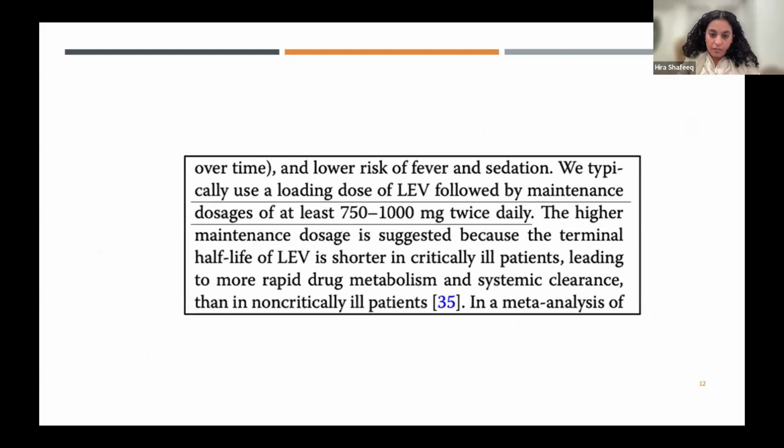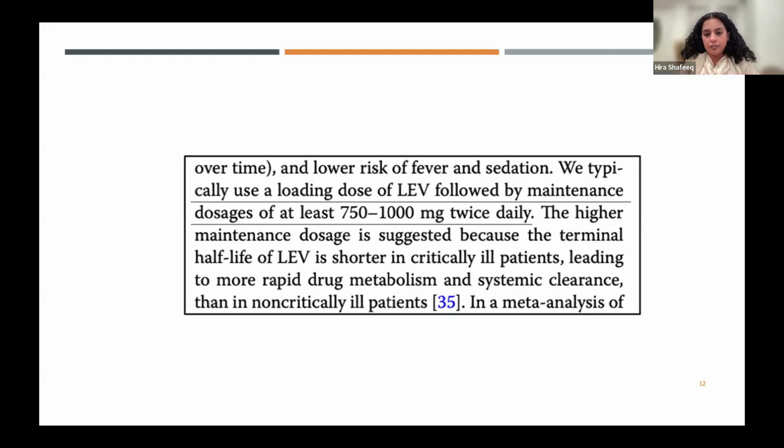So if we're going to give it, the recommended agent is levetiracetam. And they want to give a loading dose, which is typically 15 milligram per kilogram. And after the loading dose, you want to follow it by the maintenance dose of 750 to 1000 milligram twice daily. And again, yes, patients with renal insufficiency will need renal adjustment. And this is the dose that was really tested for seizure prophylaxis. And this is the dose that has the most evidence when it comes to preventing seizures, especially in traumatic brain injury or subarachnoid hemorrhage patients.